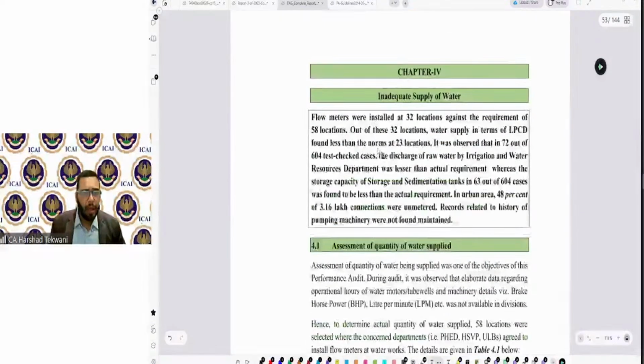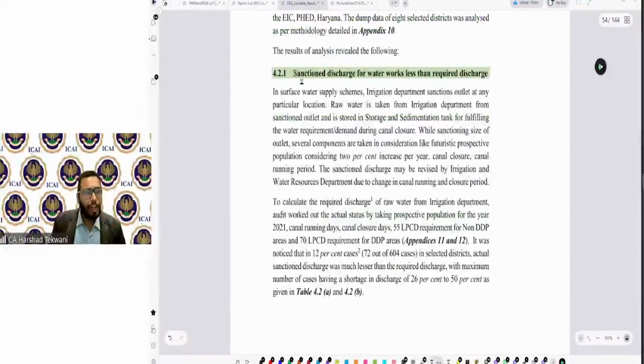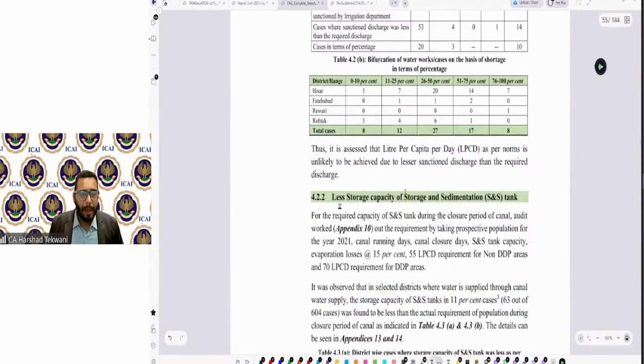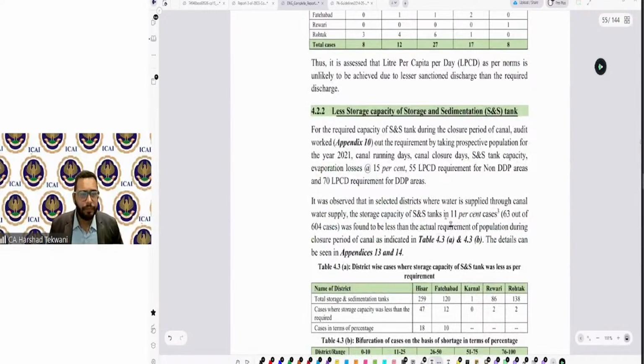So, for example, inadequate supply of water, that is chapter 4 observations. The sanctioned discharge for water works was less than the required discharge. So the sanctioned amount was less than the required, which means there is something that is not being complied with. Less storage capacity of storage and sediment tanks. And if you see over here, for the required capacity of SNS tanks during the closure period of canal, audit worked out the requirement by taking the prospective population.